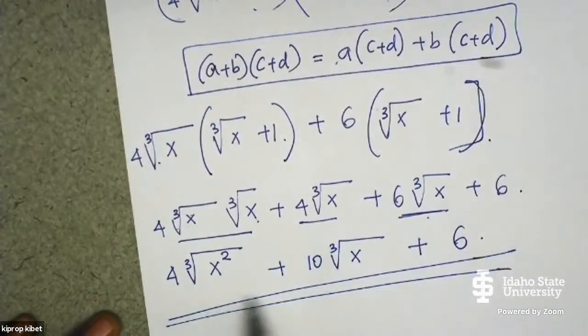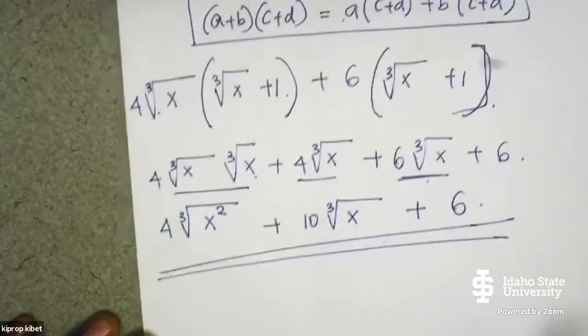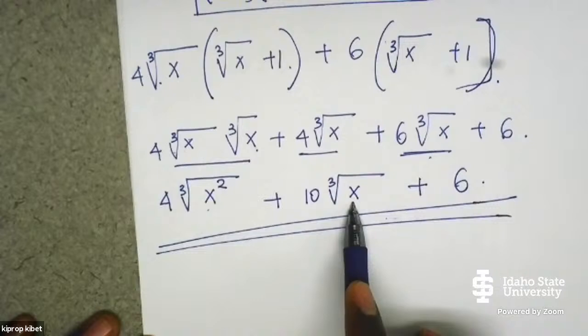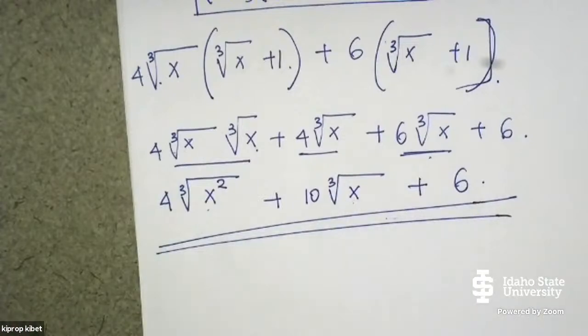Are we able to simplify this again? This one is x squared. Is it similar to this? No. So we are not able to simplify, so we just leave it like that.